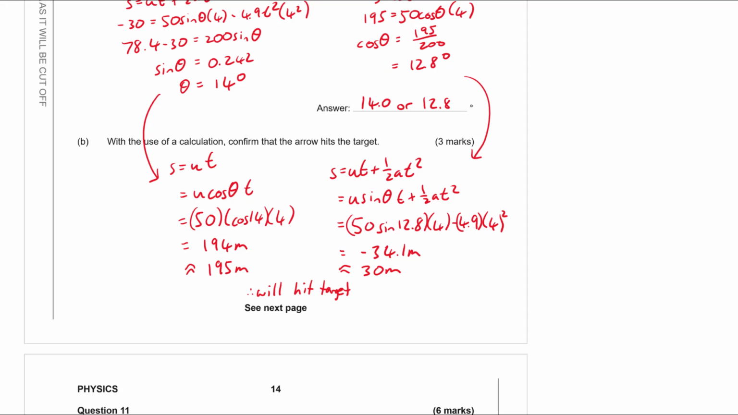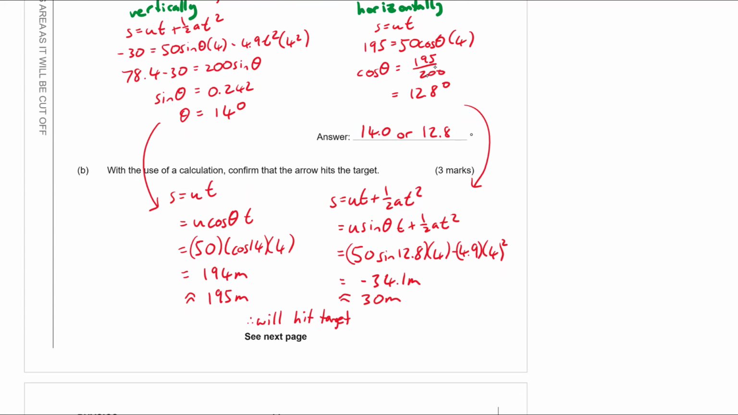But in the marking key, you'll see they use this method. There's no reason why this method on the left-hand side is better than the right-hand side. In fact, I would say the one on the right-hand side is probably easier to start with because you're only dealing with the horizontal components. So it's a bit annoying, but one thing I can tell you is that even if you said it was negative 34.1 meters and it wouldn't hit because it wasn't close enough to 30 meters, you still would have been given the full marks. Obviously, they'll be lenient in how that's marked.